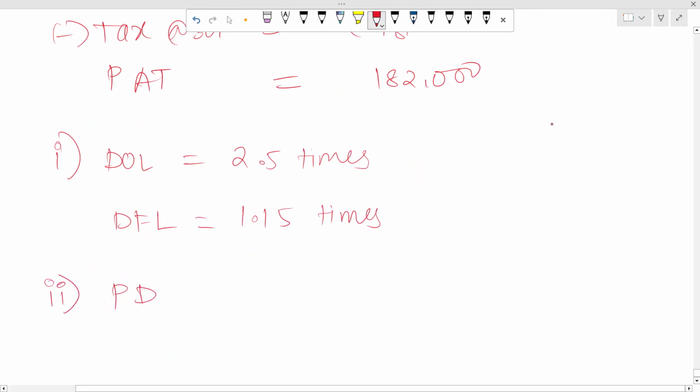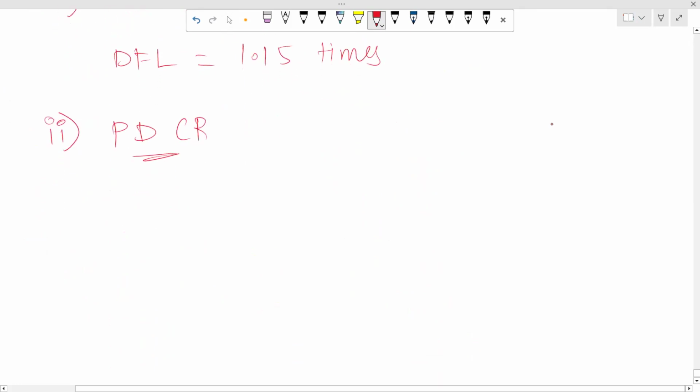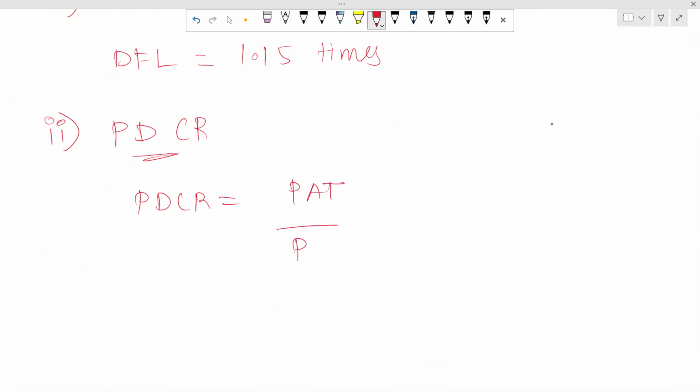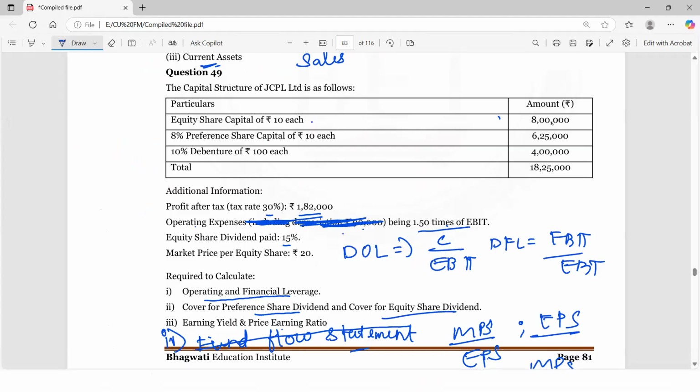Second requirement is to calculate. First, we will do preference dividend coverage ratio. Listen, the formula for preference dividend coverage ratio is equal to profit after tax divided by preference dividend. 1,20,000, correct. 1,20,000 is the dividend.